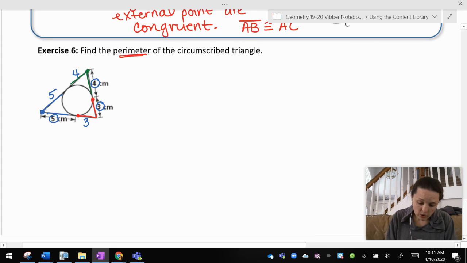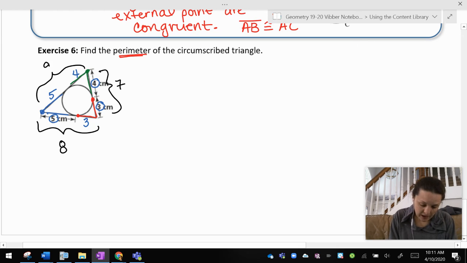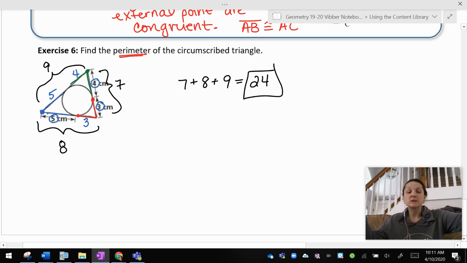So the perimeter of this triangle is just the length of all the sides. So this is 7, 8, 9, and my perimeter's 24. That's it.